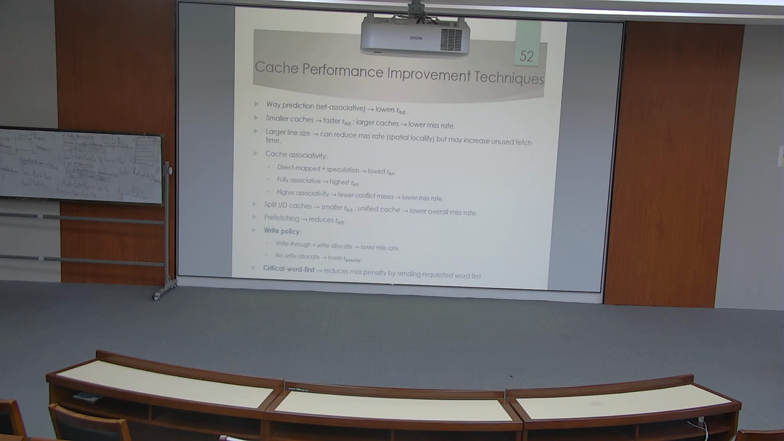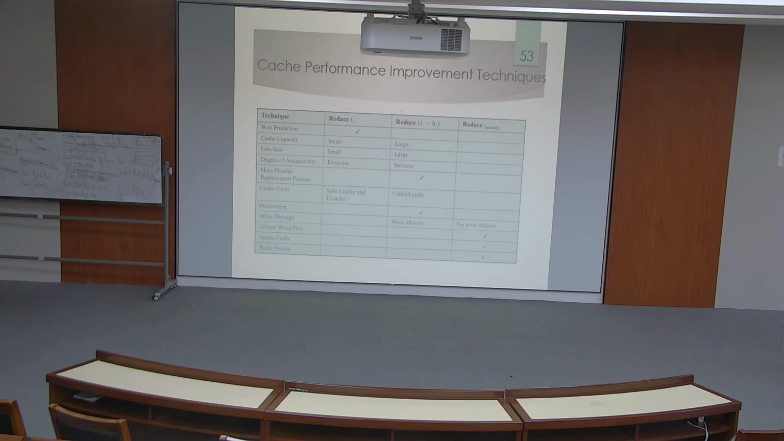If you split the instruction and the data caches, let's say we have a level 1 cache for instruction and a level 1 cache for data, this has the impact of a smaller hit time, whereas a unified cache lowers the overall miss rate. A prefetching technique reduces the hit time. Write policy with allocate lowers the miss rate. And with critical word first, it reduces the miss penalty because the requested word is returned first.